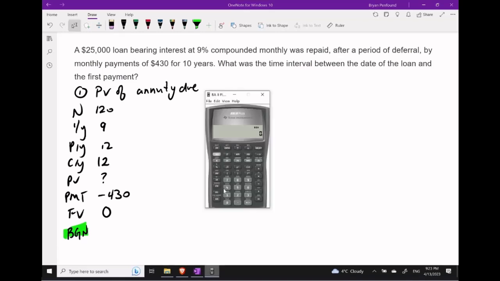So first, make sure your calculator is set up in begin mode. Mine is, so I'm going to go ahead and begin with my value for n, which is 120, then going to my interest rate of 9. Going into the submenu, I need both of these programmed in as 12.